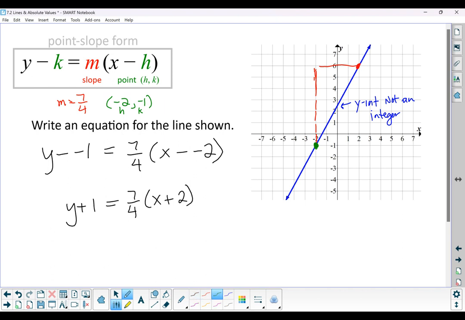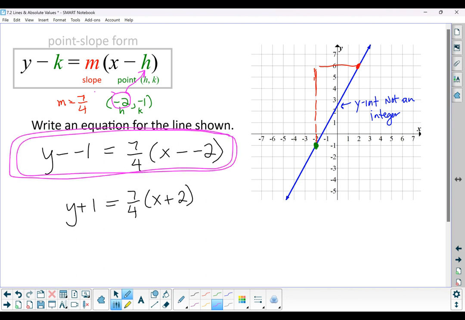A lot of times people will just know in their head, okay, I'm putting a -2 in over here for h, so that's going to be x plus 2. And instead of writing this step formally, you'll just go straight to the second equation.